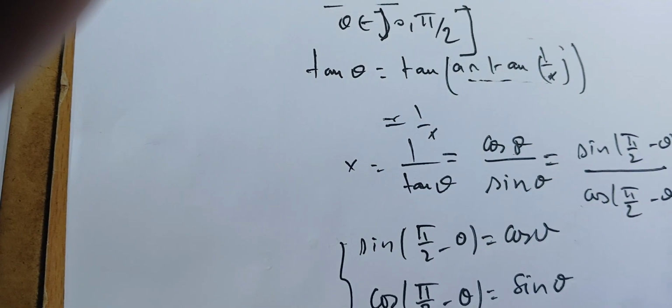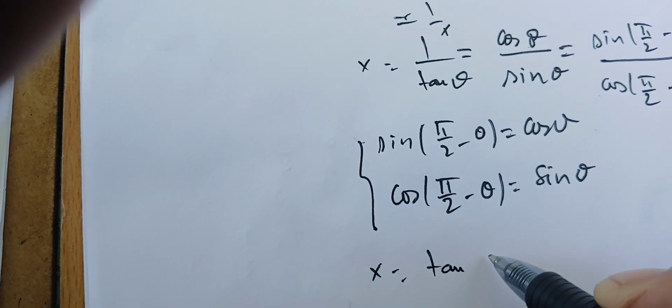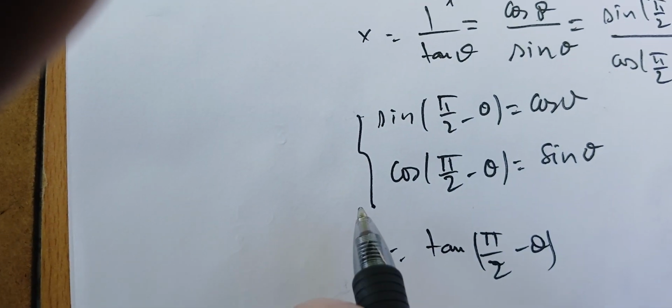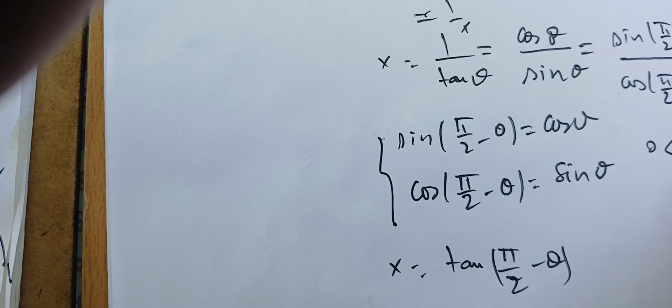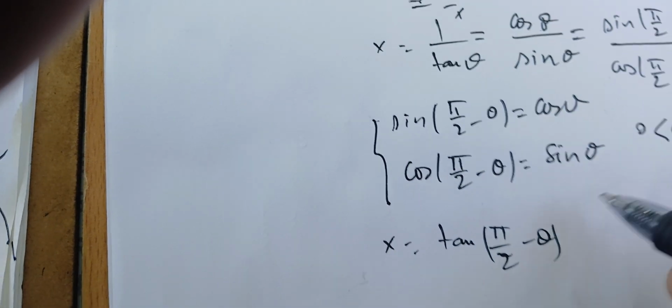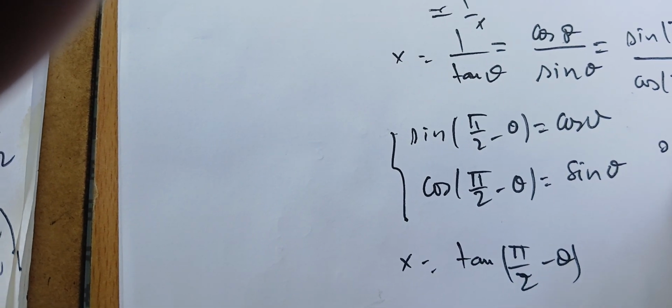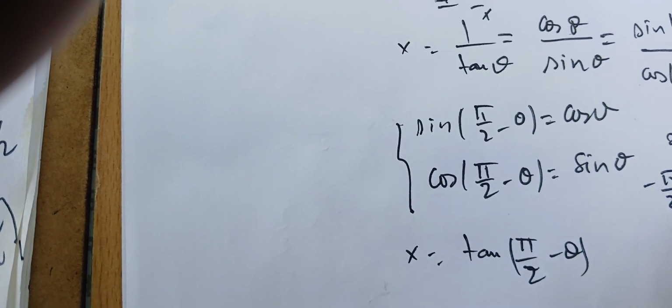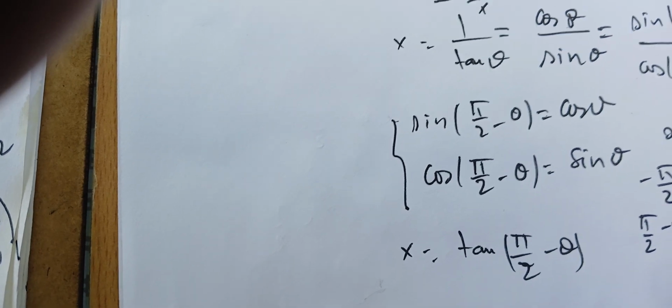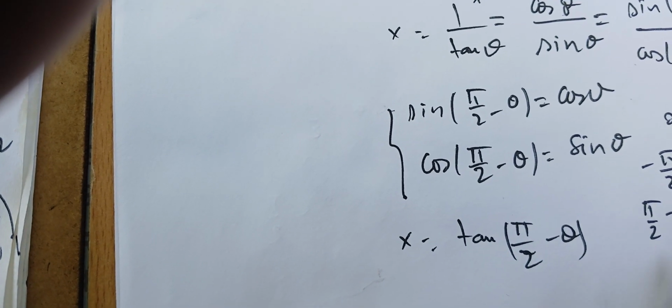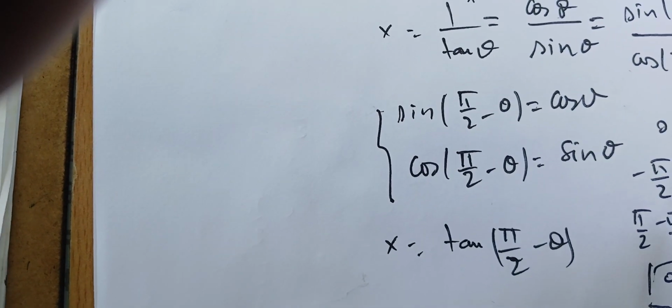So from here we get a relationship between x and tangent. Here we get x is equal to tangent of pi over 2 minus theta. We have assumed that theta is between 0 and pi over 2. But what about pi over 2 minus theta? Minus theta is between minus pi over 2 and 0, and if we add pi over 2 to both sides, we have pi over 2 minus theta between 0 and pi over 2. And this is good.